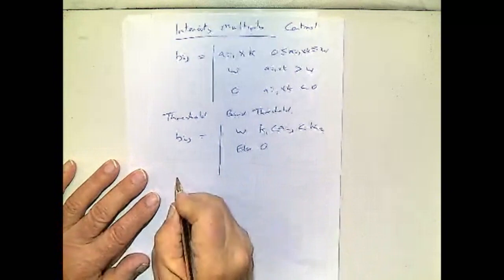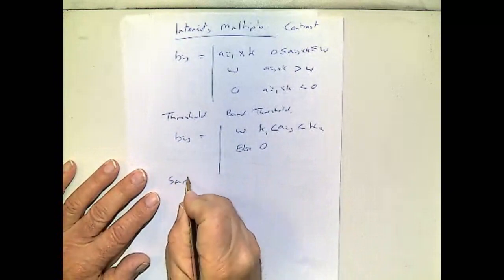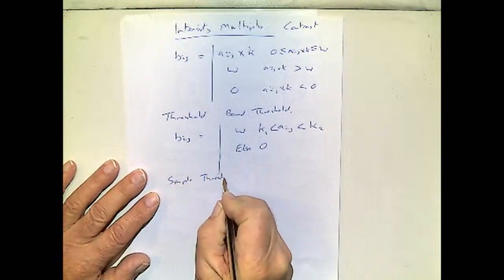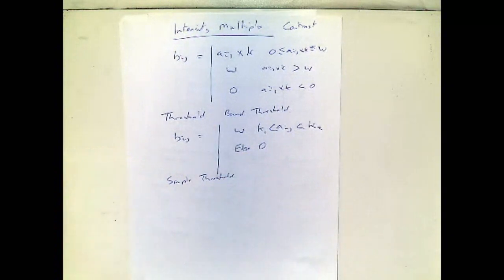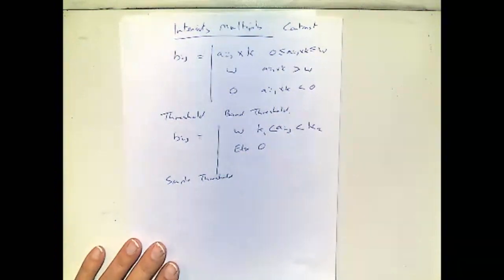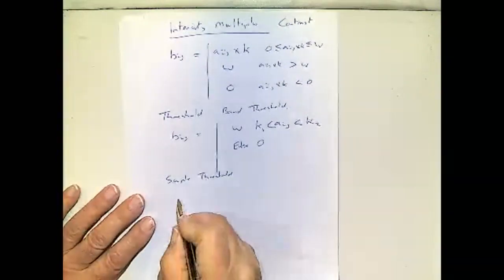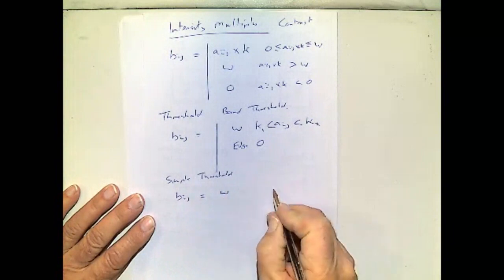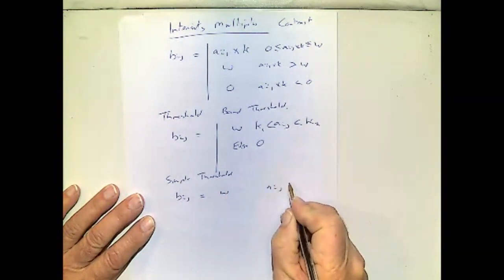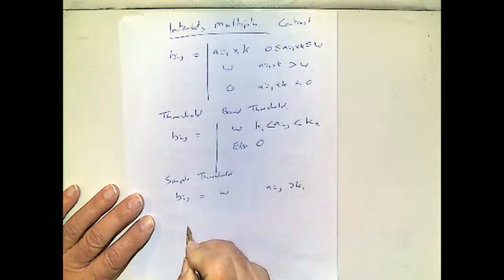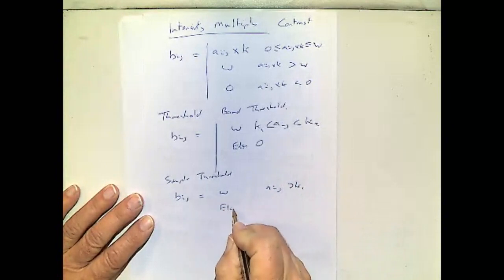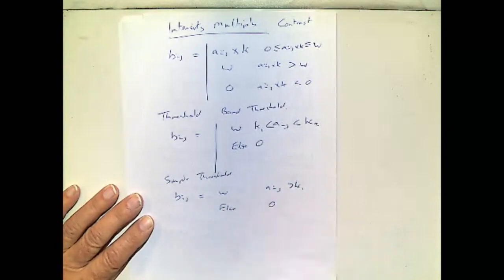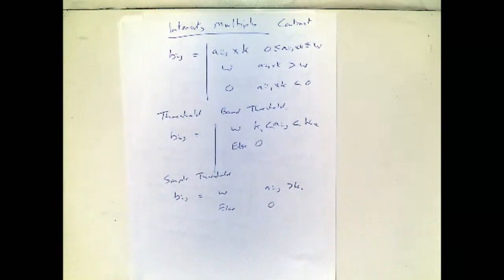Now the simple threshold is where K2 is equal to W. And Bij equals W if Aij is greater than K1, else 0. And that's a more common threshold. Set the threshold at K1, anything above that is 1, anything below that is 0.